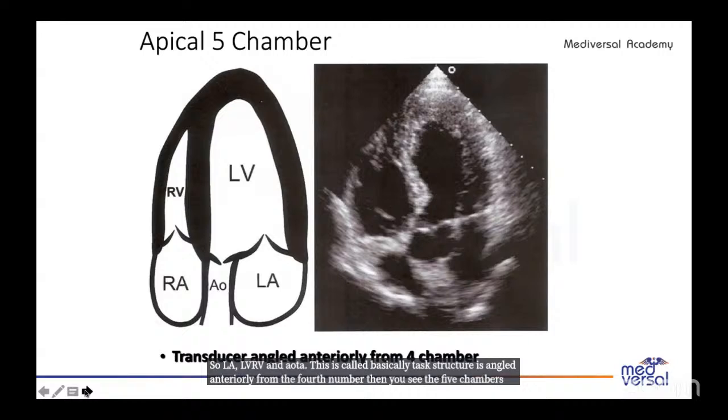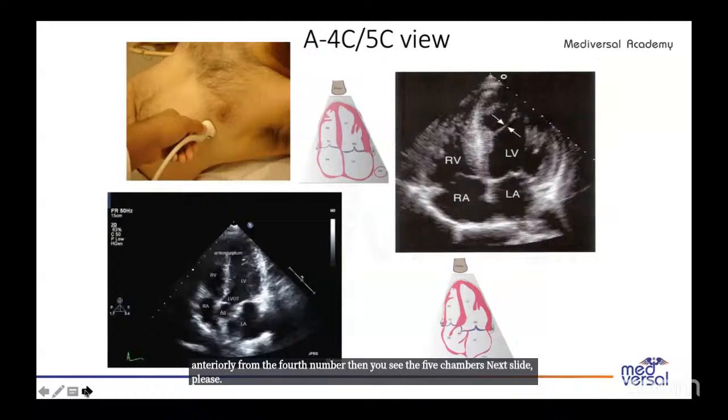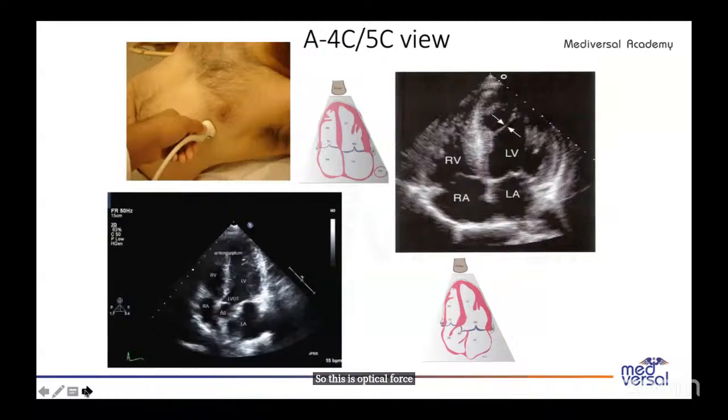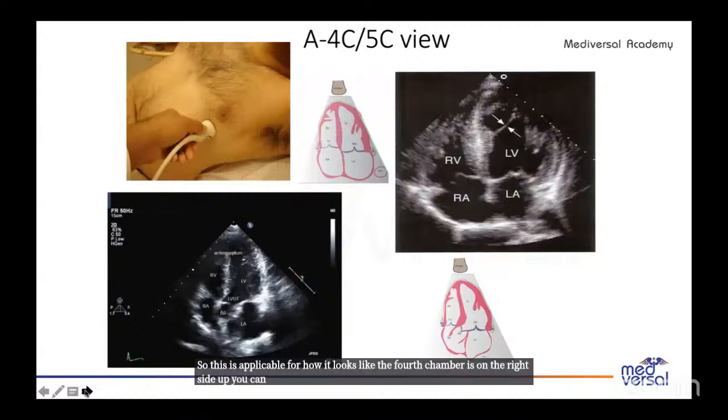Next slide, please. So this is apical four chamber, how it looks like. The four chamber is on the right side up, you can see. And if you move the probe slightly anteriorly, then you can see the fifth chamber, means with the aortic valve. Next slide, please.